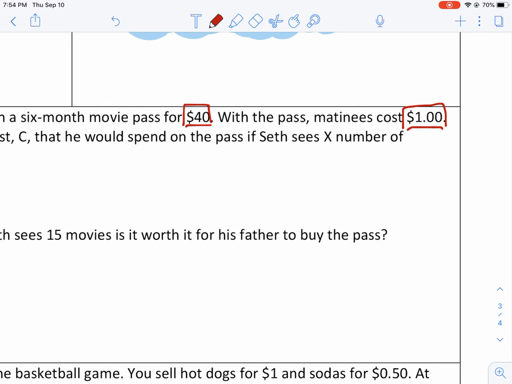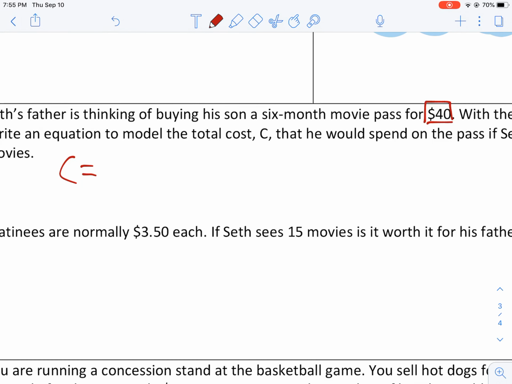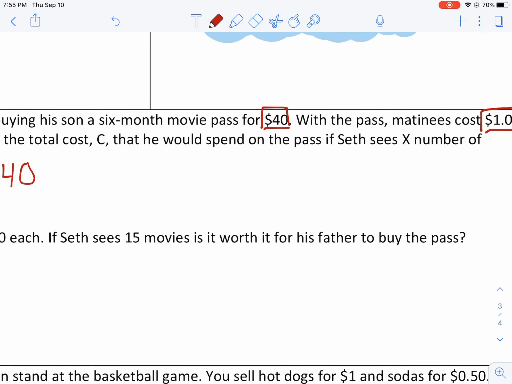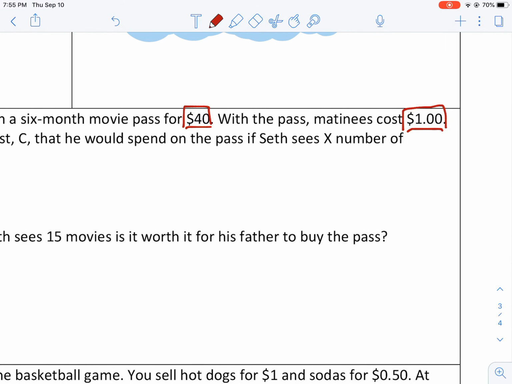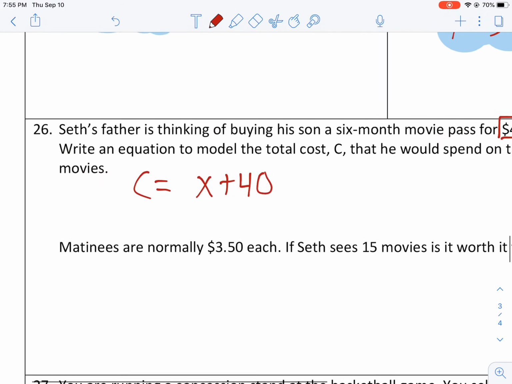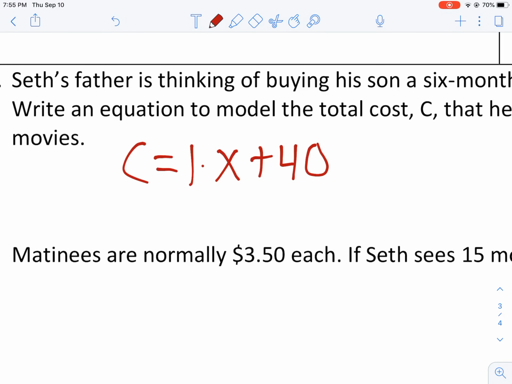So if you ever have a one-time fee, that means your equation is going to be in slope-intercept form, because that one-time fee is your starting point. Even if he's seen no movies, he still pays that $40 up front. Then we have our slope, which is whatever is happening over and over again. The slope here is $1 because each movie is $1. So we're just going to have 1x plus 40.